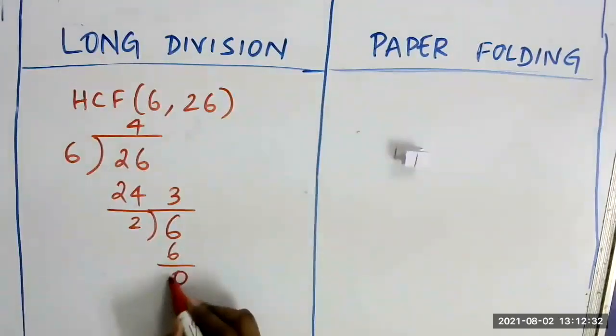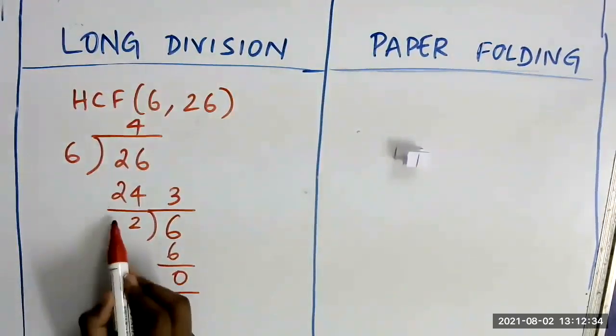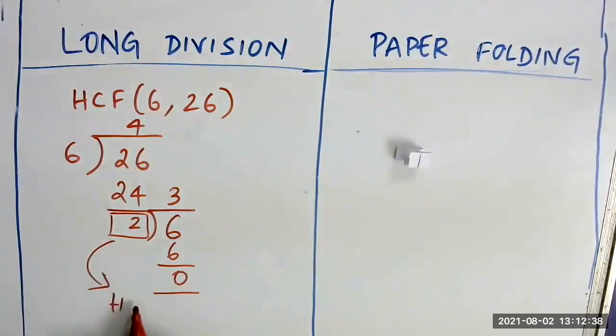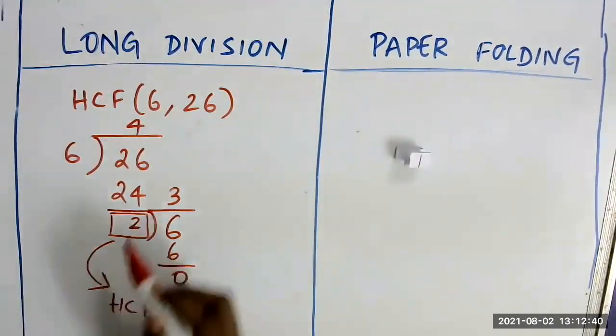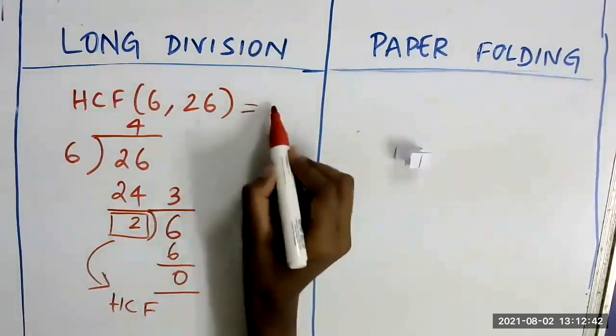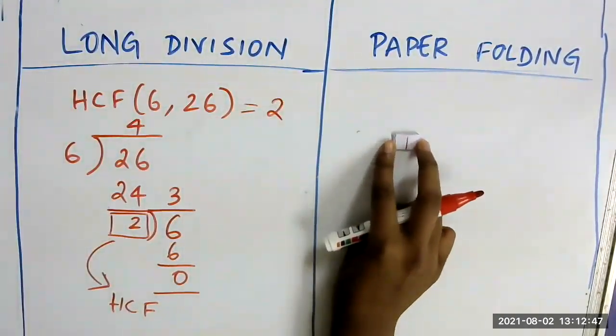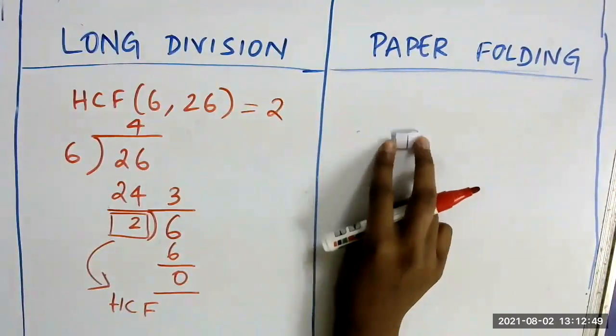So 3 times. And if you can see, there is no remainder in this, right? So the remainder is 0. Whatever the number at the end is, that is the HCF, right? That is the HCF of it. So for this, the HCF is 2. Or the length of the box which comes in the end is 2. So this is the HCF.